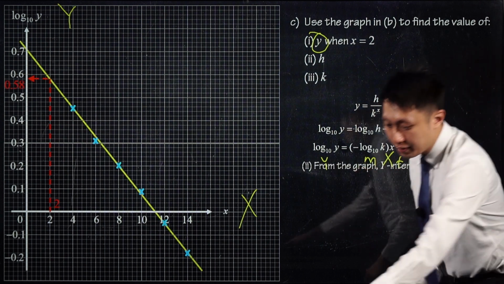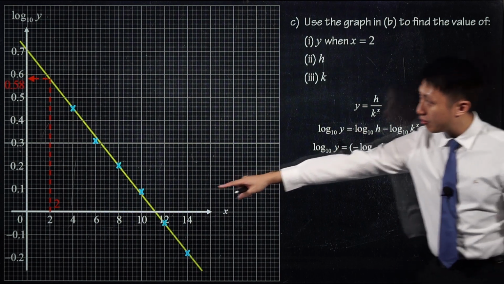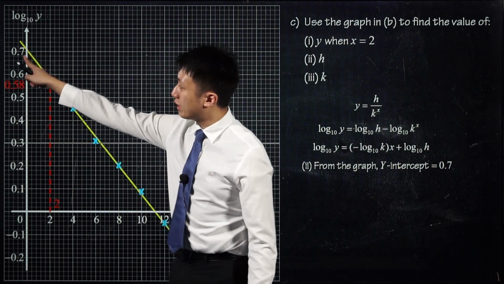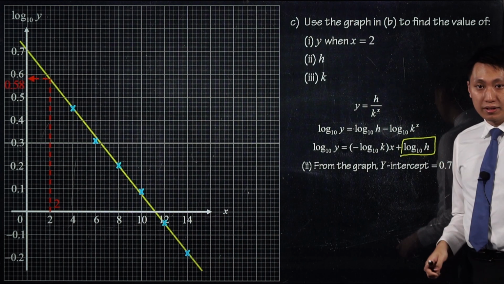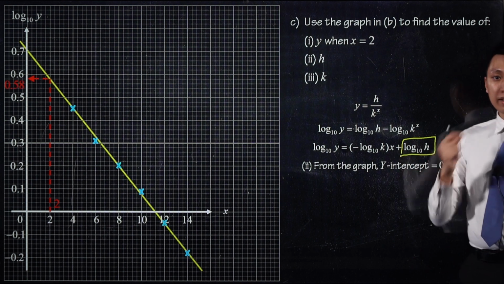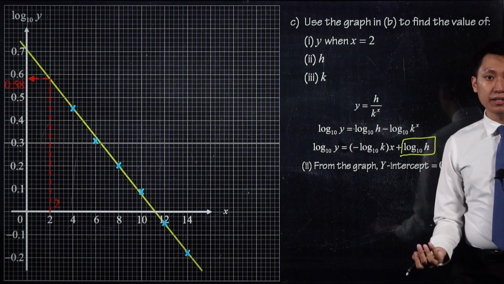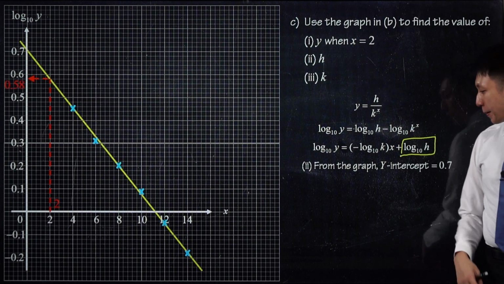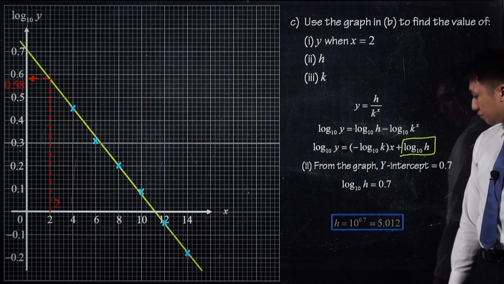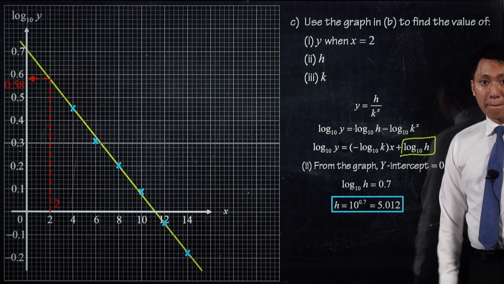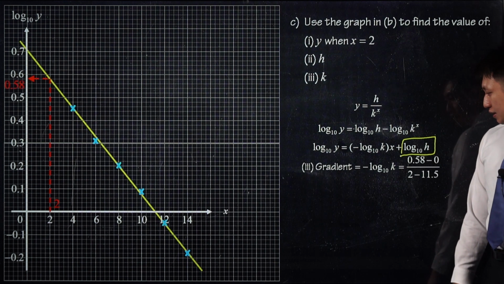So from the graph here, the y-intercept is which one? The y-intercept is 0.7. That's quite clear. Then how about this? This one is equal to this, right? Y-intercept. Always remember, by now you should know this c is your y-intercept already. So we always use that. Okay, log 10 y is this, so 10 to the power 0.7 is h. Answer. Okay, no problem. Next.